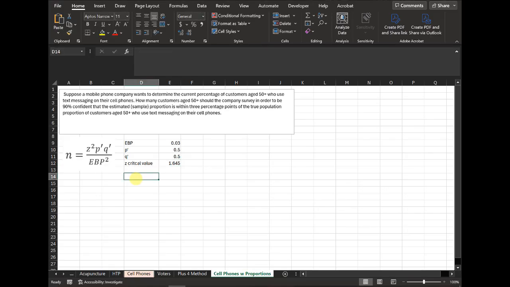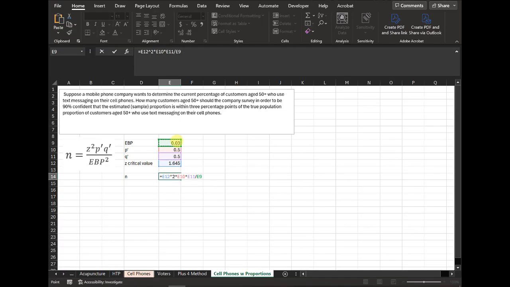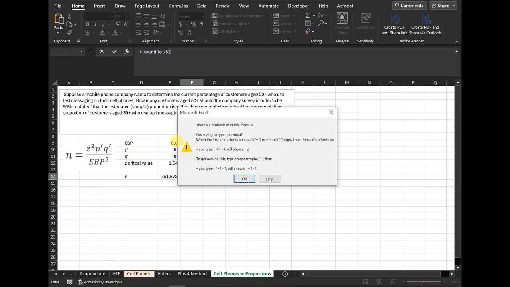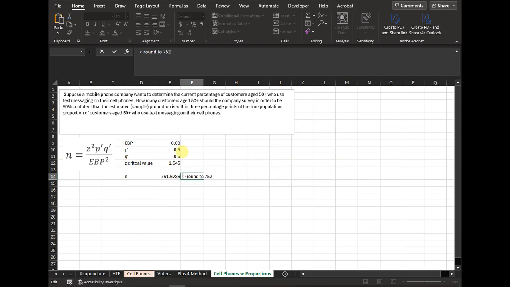And so from here, now you just plug everything into your formula. So I'm going to take this z squared times my p prime times my q prime, all of that divided by my error bound squared. And so I get about 751.67, and so then we can round that to 752. Oops, and Excel didn't like how I wrote that, so I'll just write round to 752. Okay, and so that's it for that one.